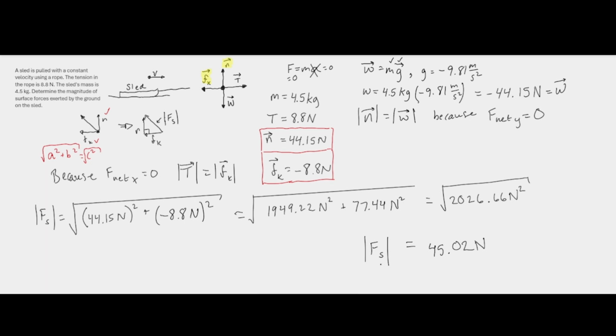So this is how much the ground is forcing on the sled. You have an upward component and you have a leftward component, and the Pythagorean theorem tells us that the magnitude of the vector sum of these two is then 45.02 newtons.